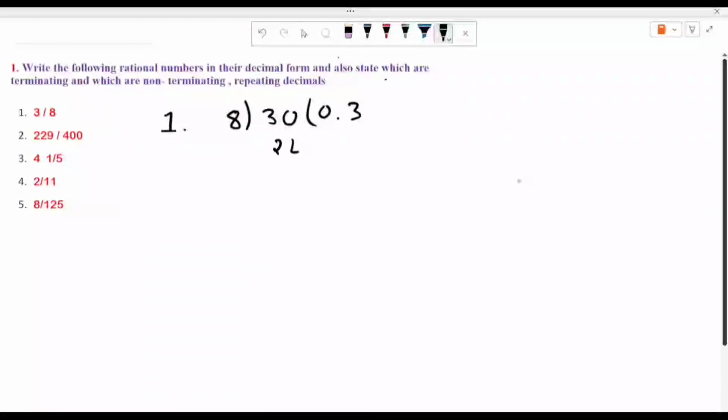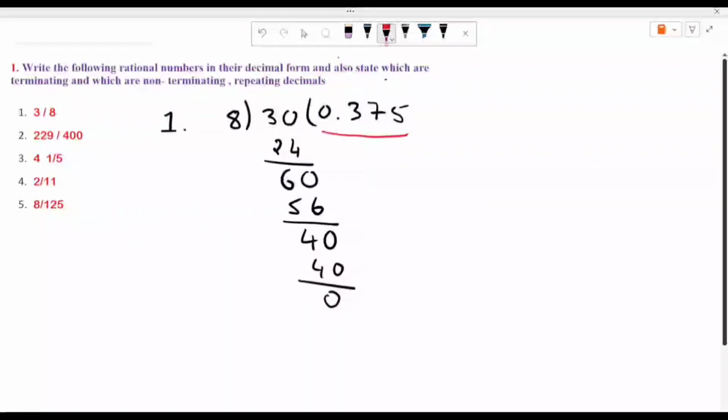Now the remainder is 6, so decimal is there, so I can write 0 here. Now 8 7s are 56, the remainder is 4, so decimal is there, so it will become 40. 8 5s are 40. Remainder here is 0. So you can see here after the decimal the answer stops or terminates, so this type is known as terminating decimal.